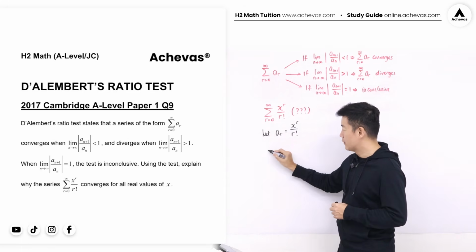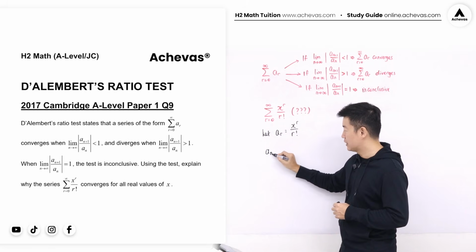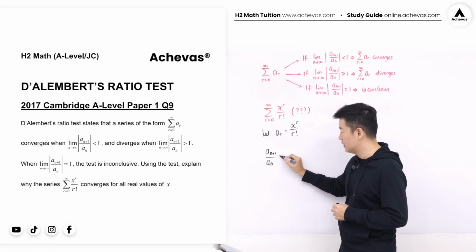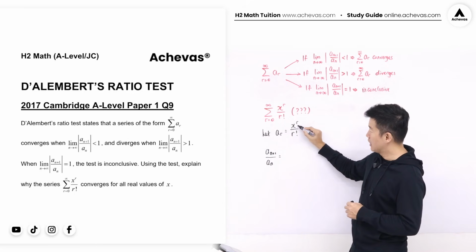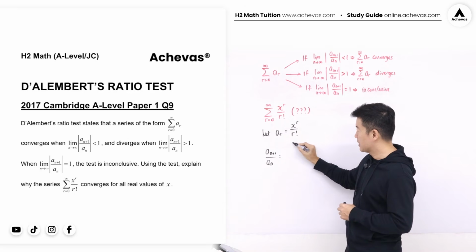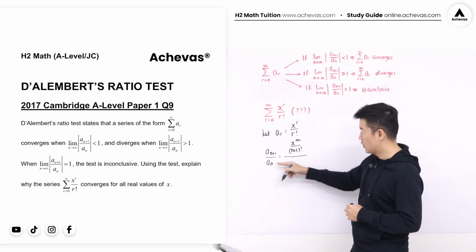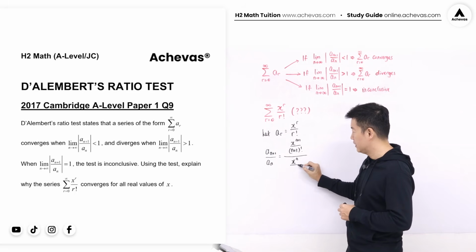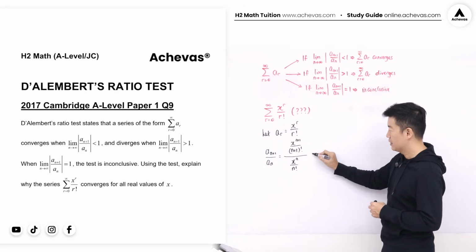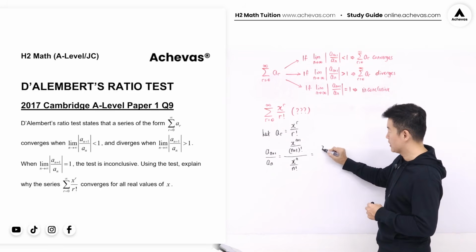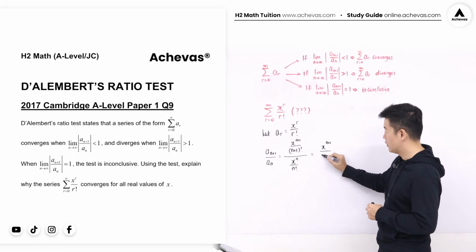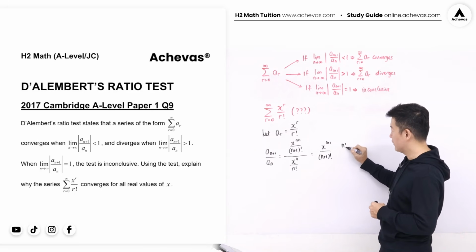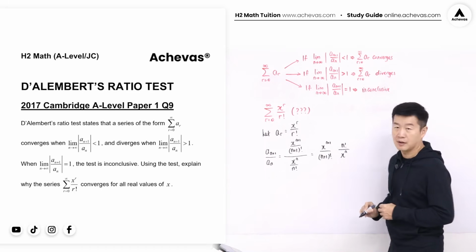So let's try that. Writing down a_(n+1), replacing all the r by n plus 1, it will be x to the power of n plus 1 over n plus 1 factorial. This is for a_(n+1). As for a_n, it is going to be x to the power of n over n factorial. We can definitely rewrite this. It is going to be x to the power of n plus 1 over n plus 1 factorial multiplied by n factorial over x to the power of n.